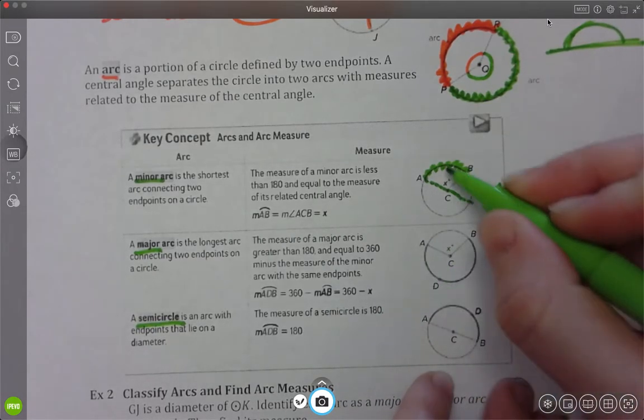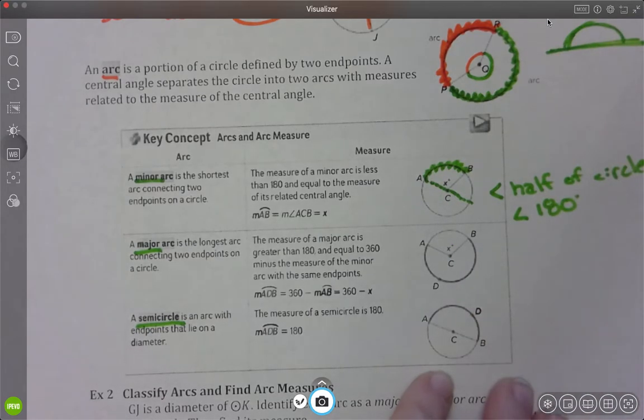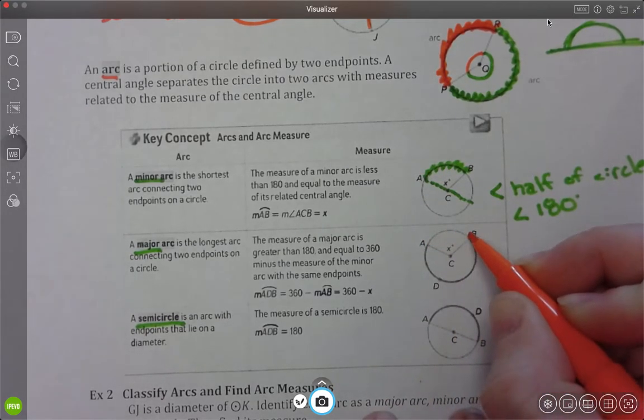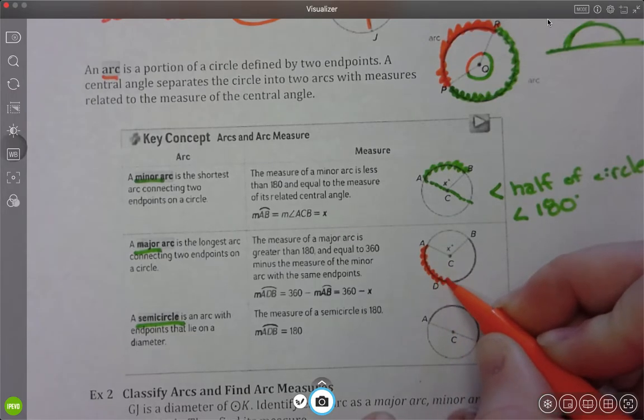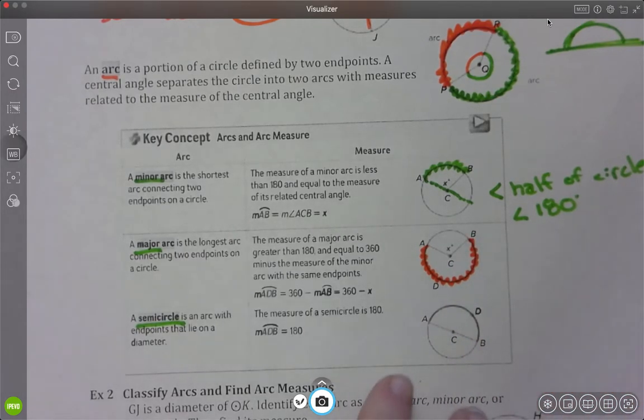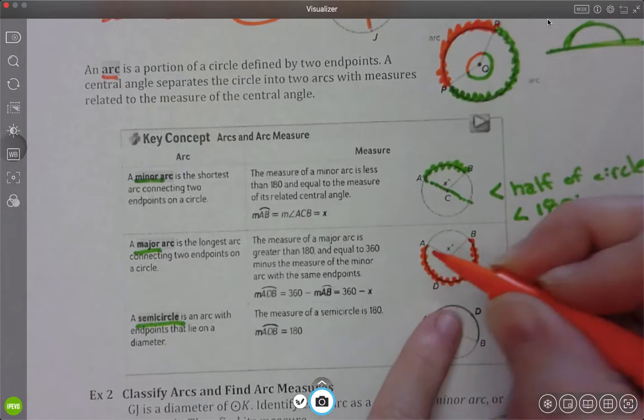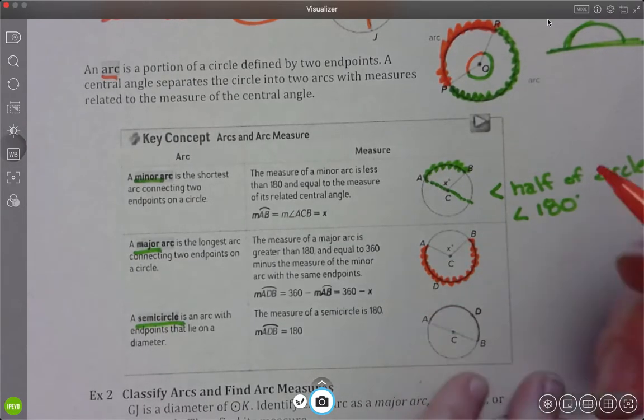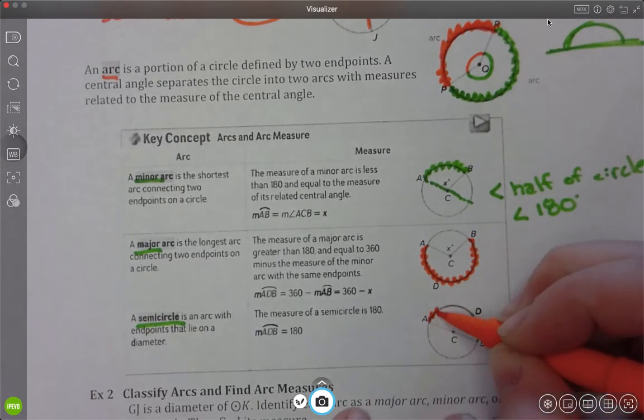Now, using that same circle, instead of saying AB here, they've said this guy right here, going around this direction. This is going to be a major arc because it is more than half of the circle. And then this guy is going to be a semicircle.